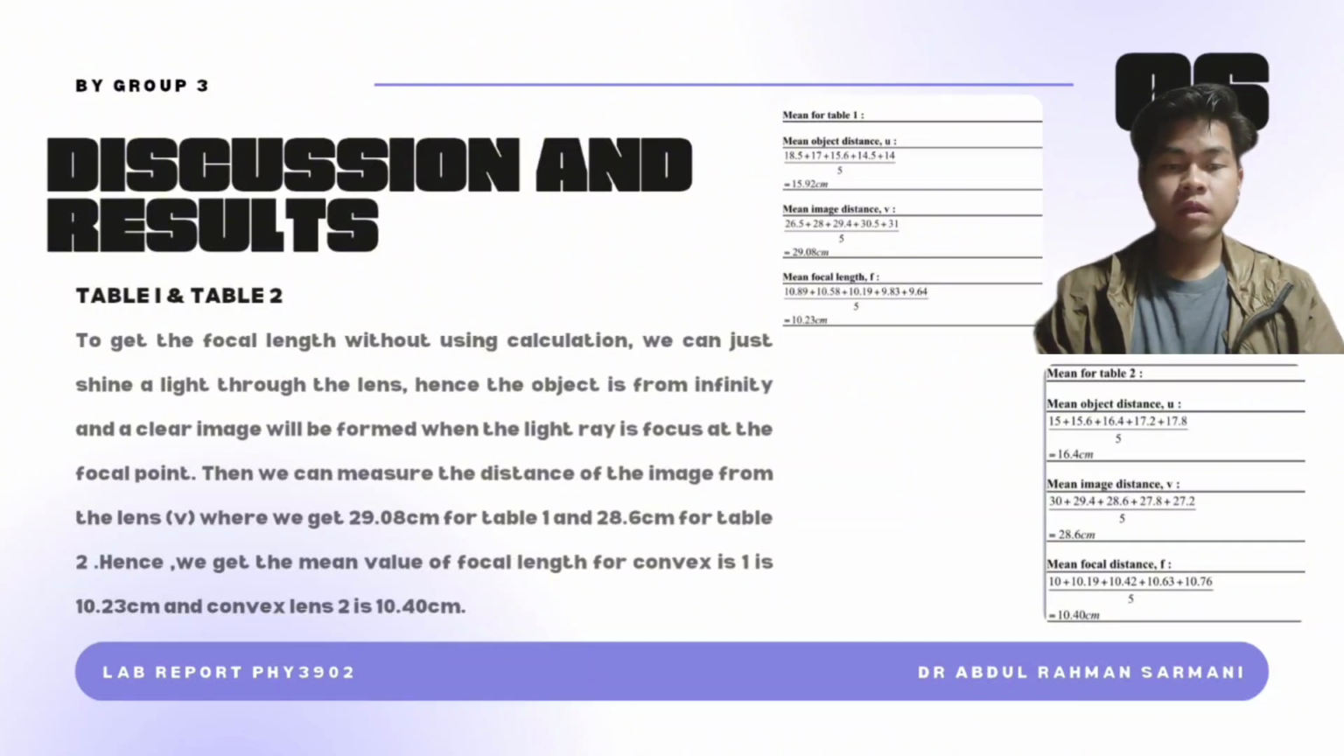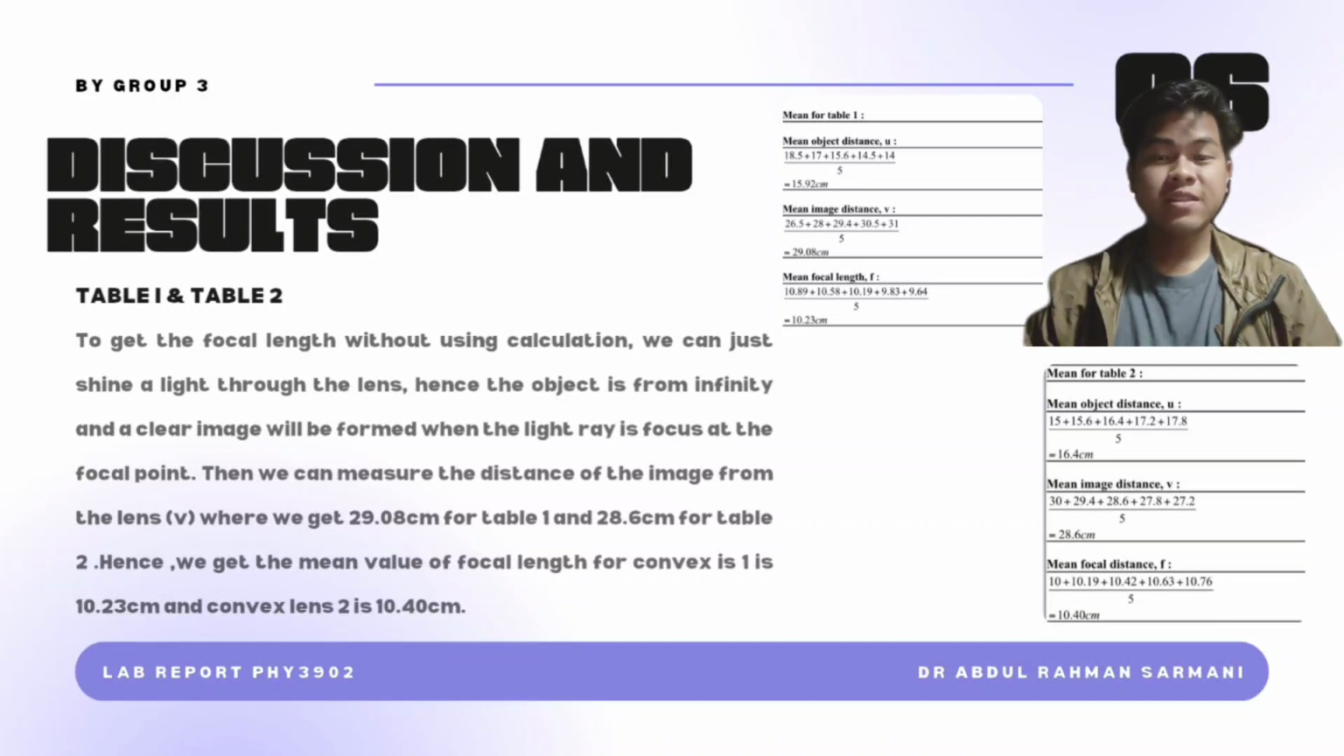From this experiment, we can get the object distance and the image distance, and from these two results, we can find the focal length by using the focal length equation, and then we get the average for each result. In table 1, for object distance, which is our u, we can get the mean of the result of 15.92 cm, and for the image distance, which is our v, the mean of the result is 39.08 cm, while the mean focal length that we got from our calculation is 10.23 cm.